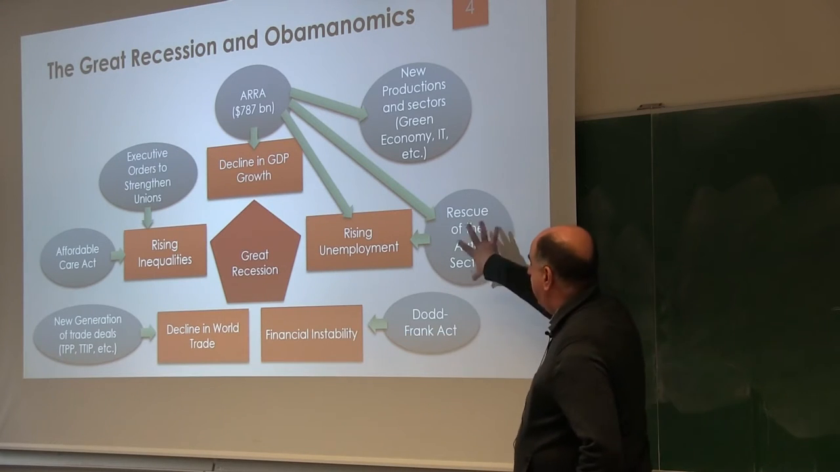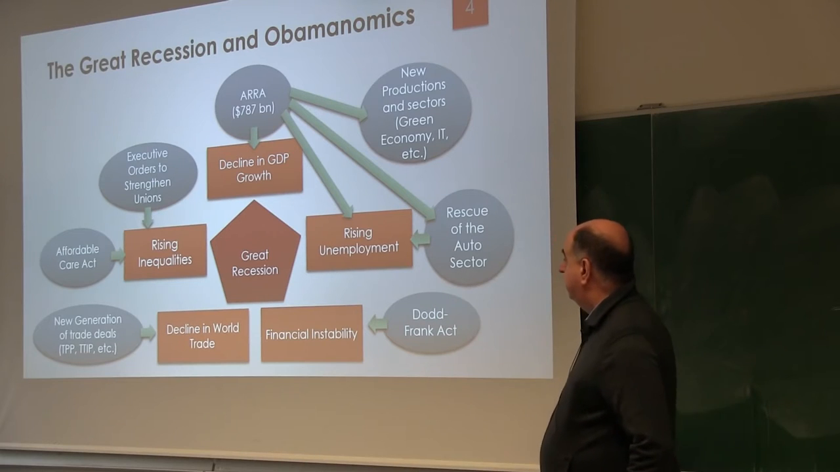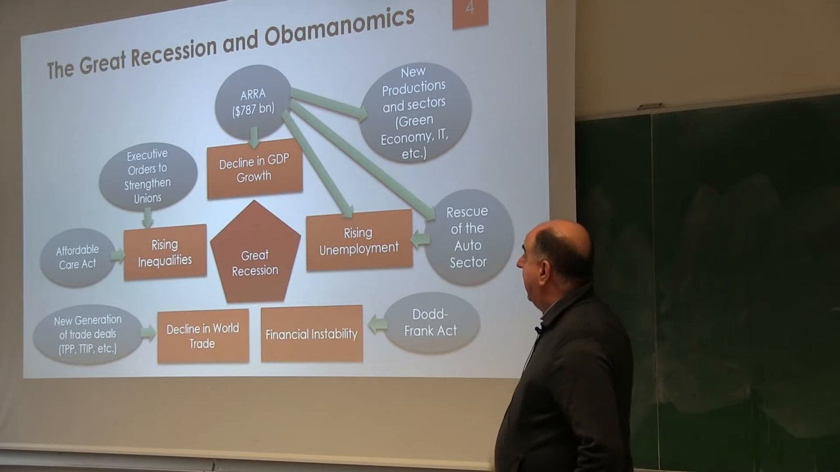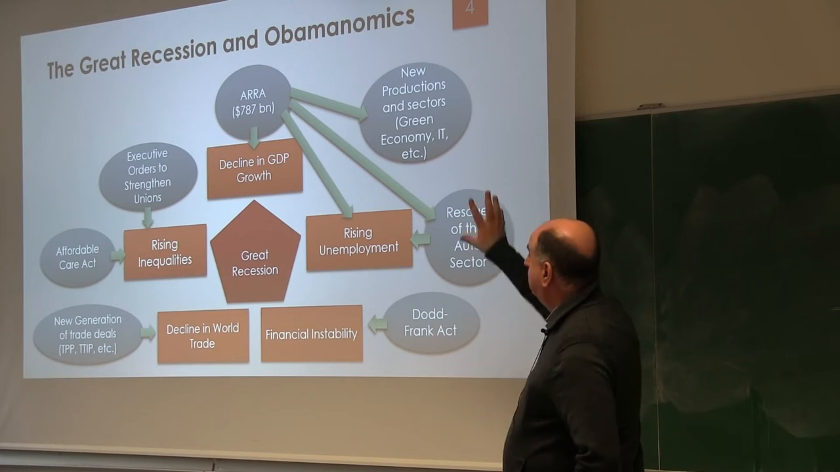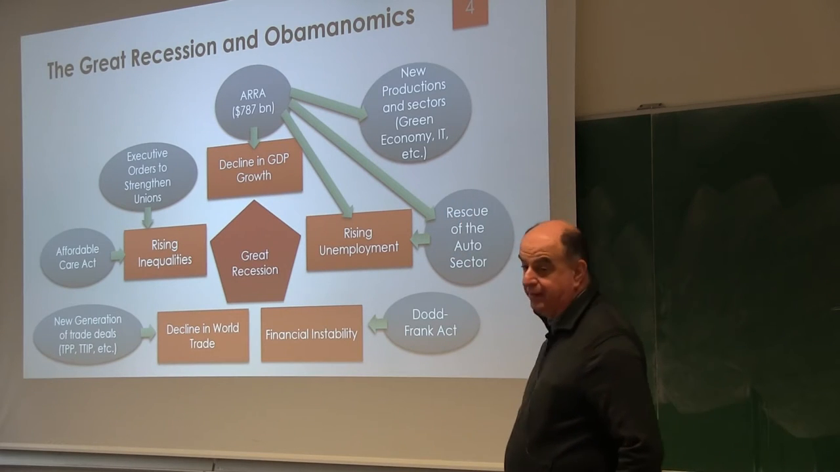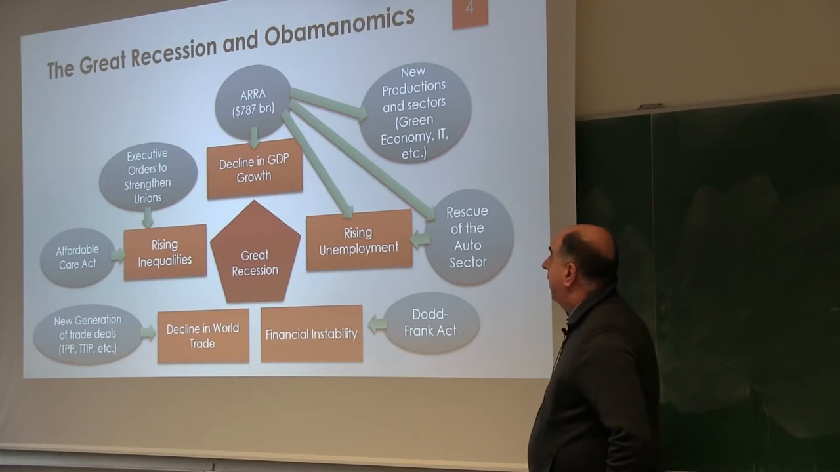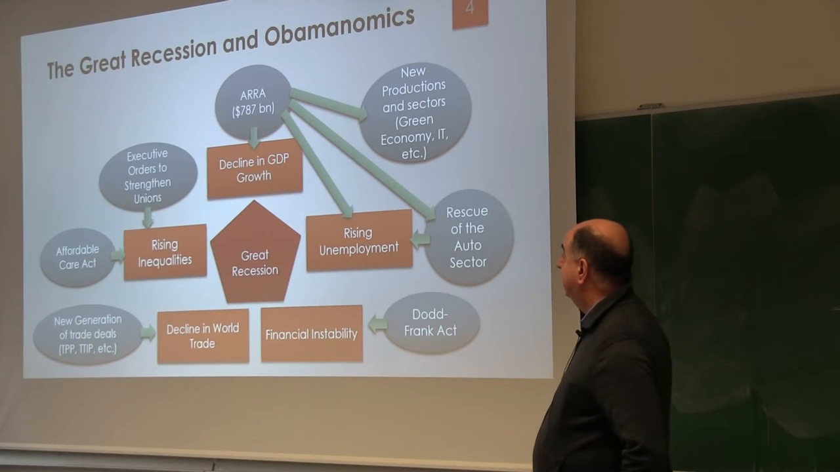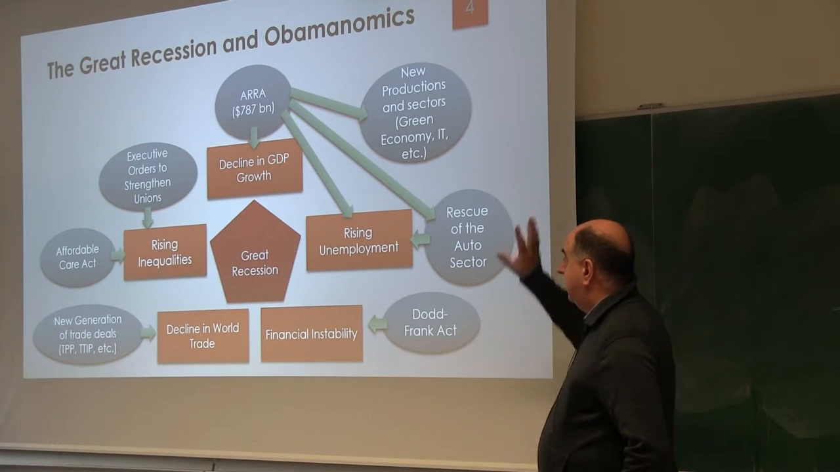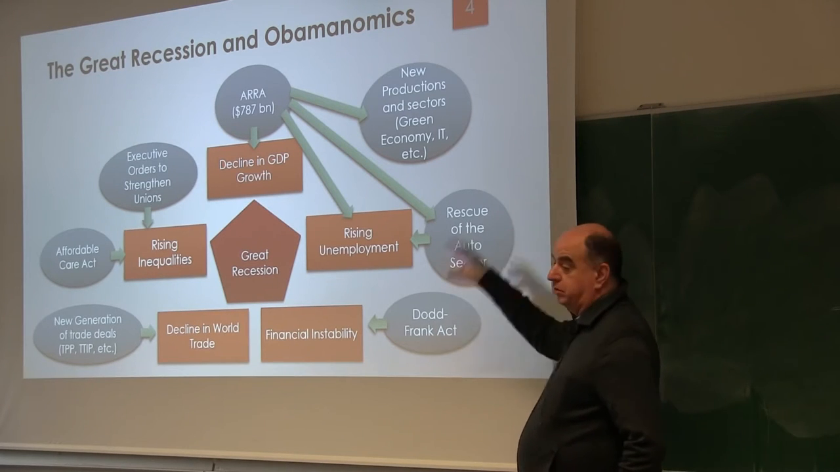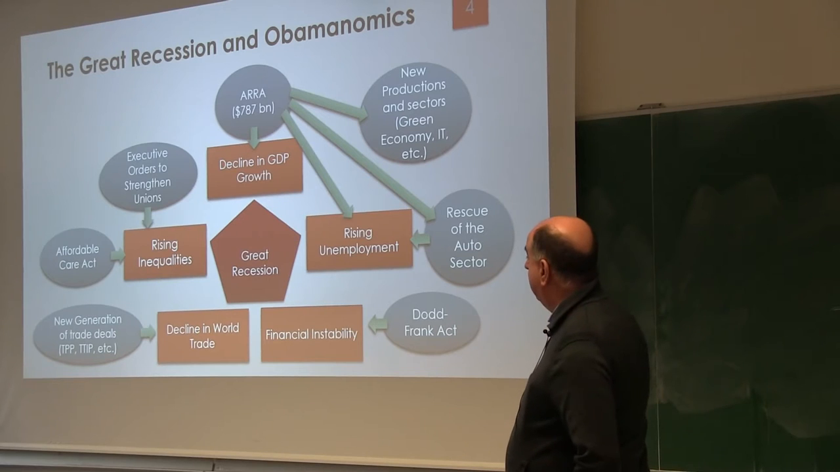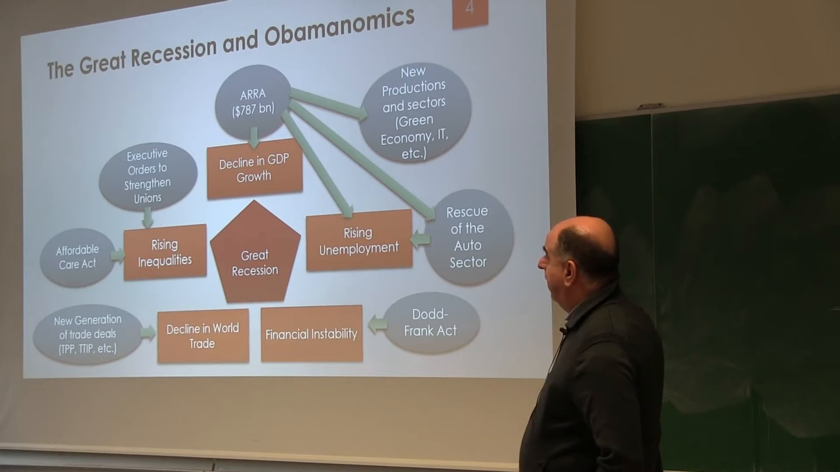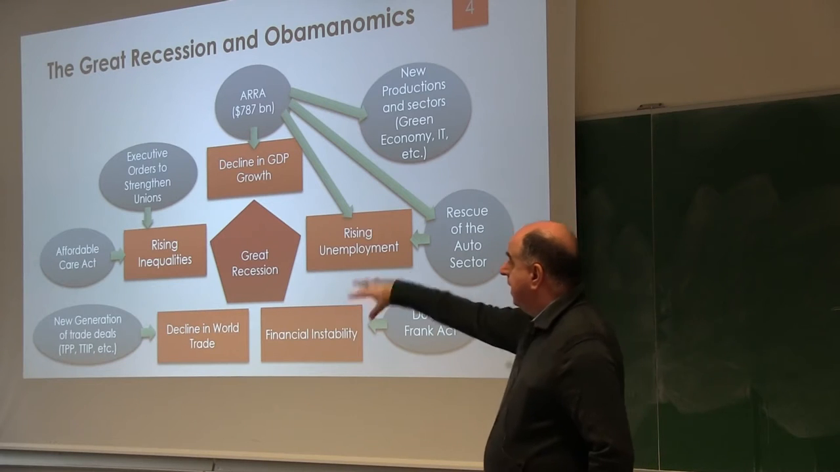But also, part of it was used, for instance, for the rescue of the auto sector, plus, of course, the banking sector. Part was aimed at stimulating new productions and sectors. The green economy was particularly high in the President Obama agenda. Information technology and high technology sectors were among the beneficiaries.